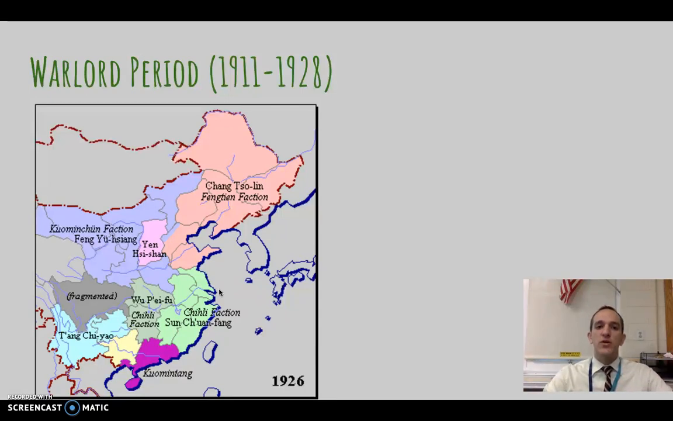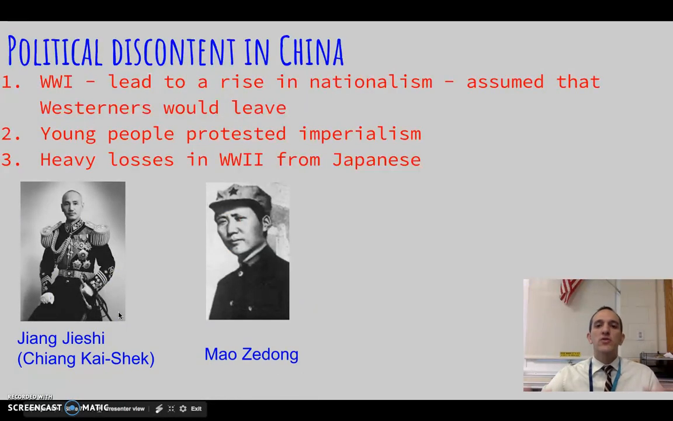It enters this period called the warlord period, where there's like 17 years, probably a little bit more, of China basically broken up into regional kingdoms run by these warlords. As these warlords are fighting for power and control, political discontent in China increases as well. So a lot of similarities here to Russia.